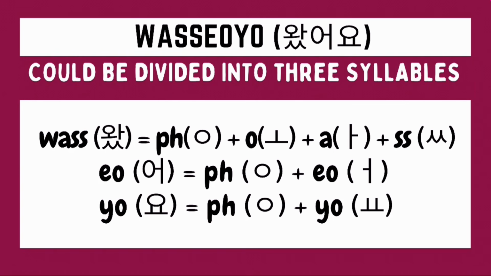For the second syllable eo, we need to draw first a no-sound iyang, followed by the eo character. For the last syllable yo, we need to draw first a no-sound iyang, followed by the yo character. And then we just have to combine the Hangul for each of these three syllables to form the Hangul of the word 왔어요.